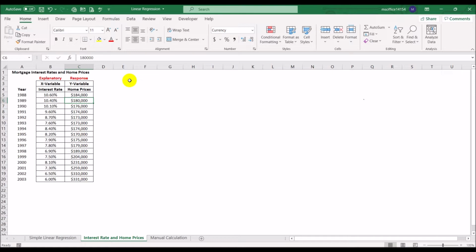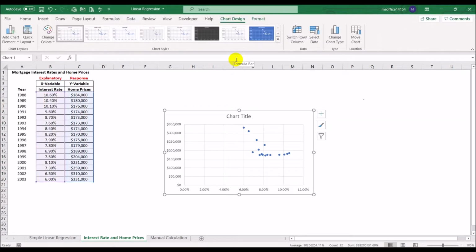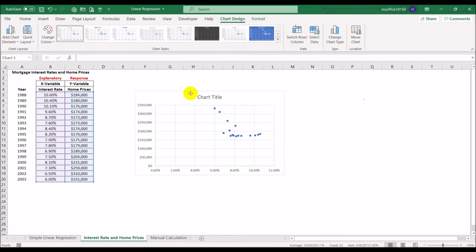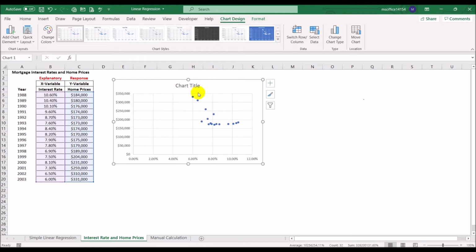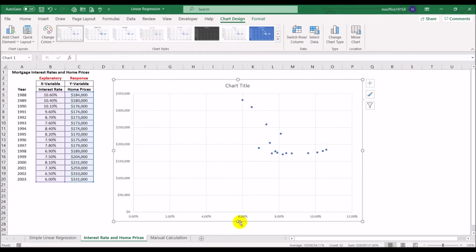Now the first step we need to do is a scatter diagram. I will first show you how to do it in Excel, and then we will go and do it manually. The way you do that in Excel is you select these values, go to insert, this is where your scatter graph is, and you select your scatter graph. Now let's just move it up here. I'm just going to make it a little bigger. Okay, so this is what your scatter graph is.